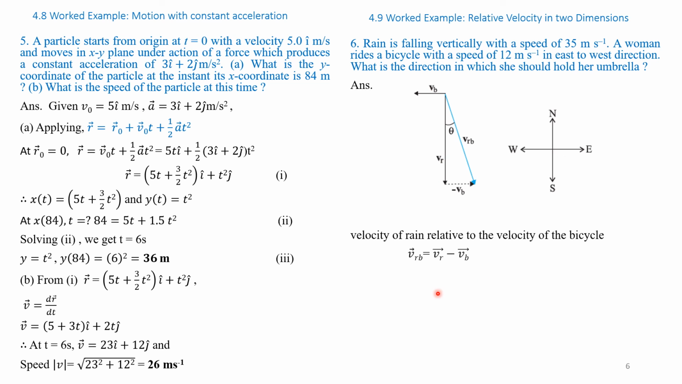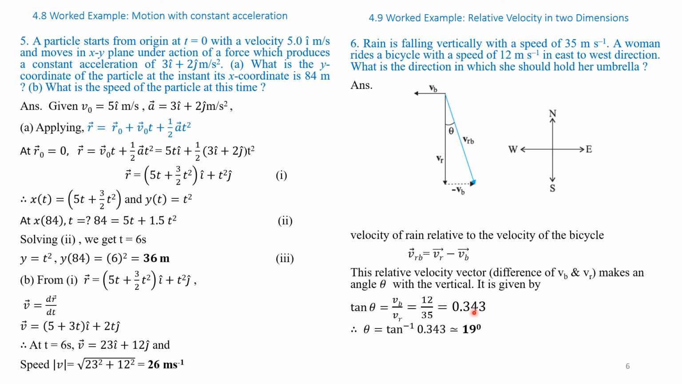Therefore, the relative velocity vector, that is the difference between VB and VR, makes an angle theta with the vertical. It is given by the relation tan theta equals opposite side over adjacent, VB by VR, that is 12 by 35, which is equal to 0.343. From the table, we have to find the value of theta by taking tan inverse. So theta is equal to tan inverse of 0.343, which is equal to 19 degrees.